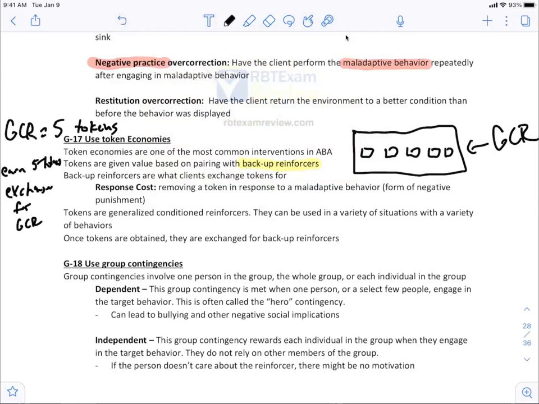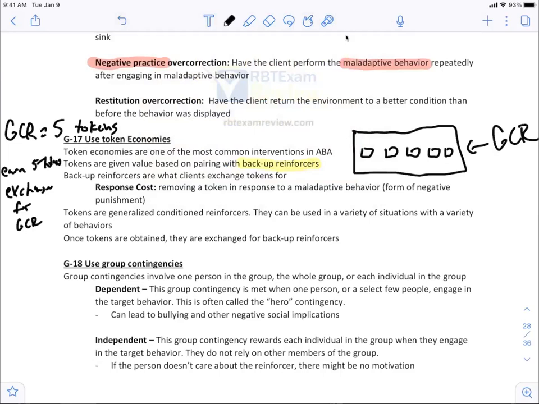So you can really build an economy. You might have 4 or 5 different reinforcers available. iPad is worth 10 tokens. Break time with a peer is 5 tokens. Okay, going to work in the computer lab is 8 tokens. And they have to hit that number of tokens and exchange them in order to earn the reinforcer. That's what we mean when we say token economy.